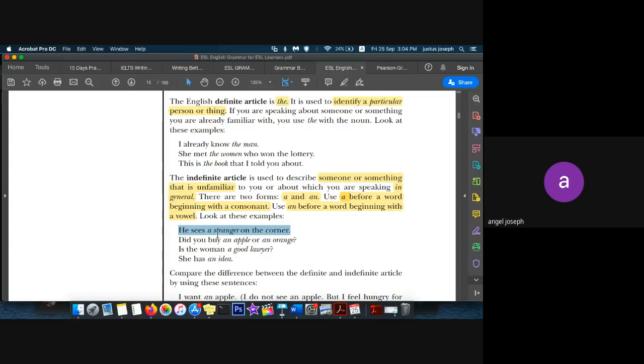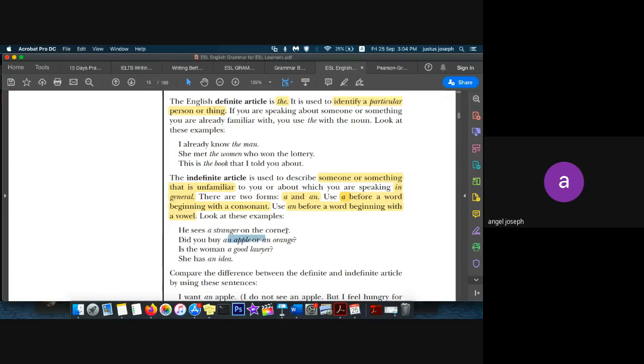So, can we use the stranger? Of course, if we have talked about the stranger earlier in the previous sentences, I can use the stranger. He is not unknown to me now. I know him. The story knows him. The reader, the person who is reading, knows who the stranger is. So like that, I can use, he sees the stranger on the corner. When I use the stranger, it has to be defined previously.